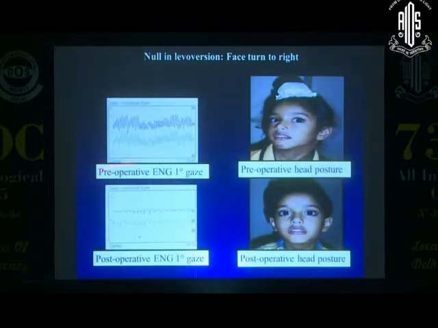So this was a patient with preoperative eye movements that you can see. He had this head posture and we shifted it.